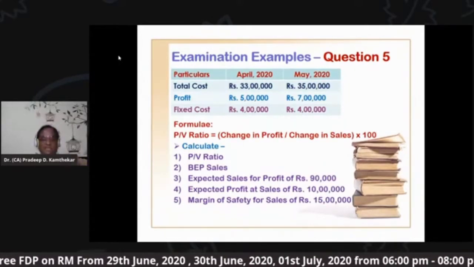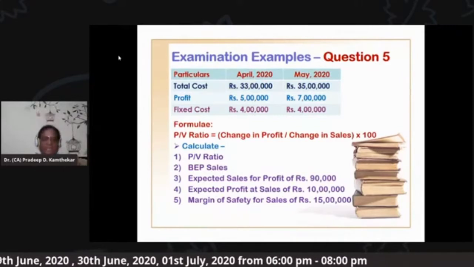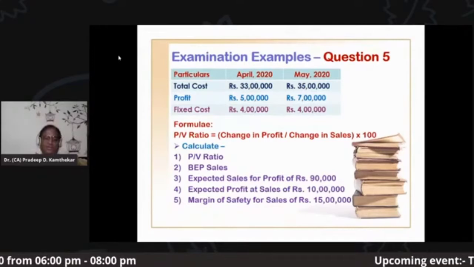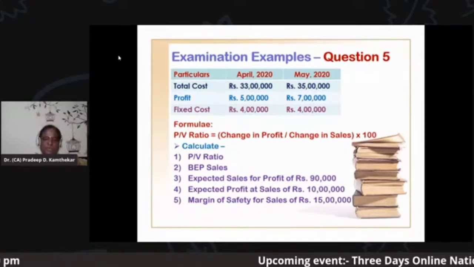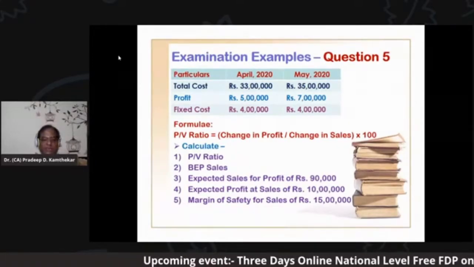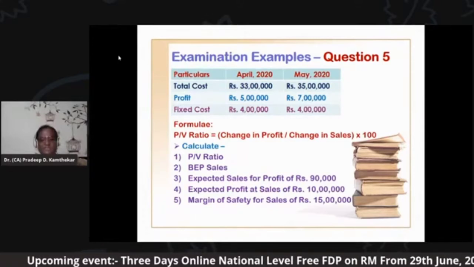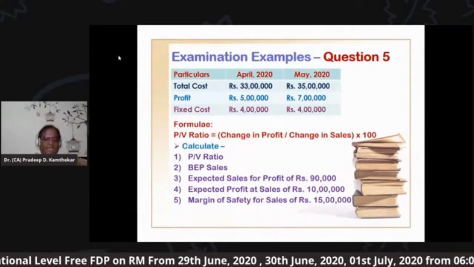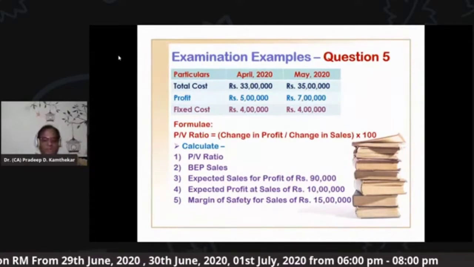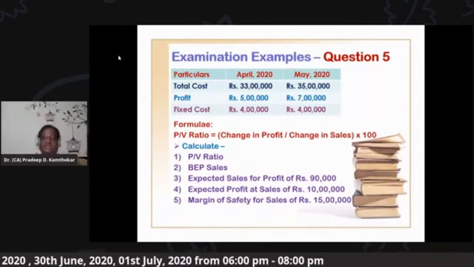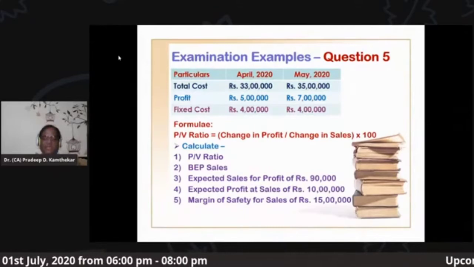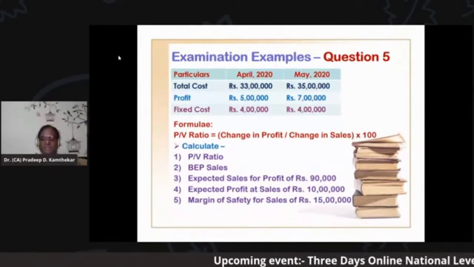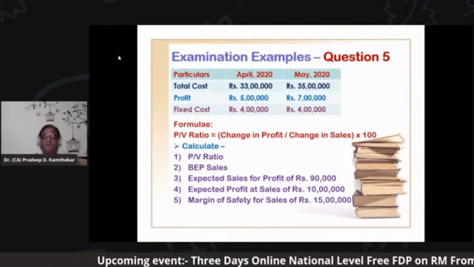So in your answer, you have to do working by making a table where you will calculate sales by adding total cost with the profit. And once we know sales of April and May, then you can apply the formula change in profit divided by change in sales into 100. Let us see that in the next slide. And thereby we'll answer what is PV ratio, break even point sales, expected sales for profit of rupees 90,000, expected profit at sales of rupees 10 lakhs, and margin of safety when the sales are rupees 15 lakhs.